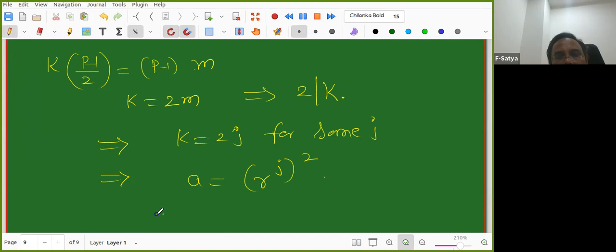Now what is going on with this one? So this is modulo p. So what is the solution now? What happened here?